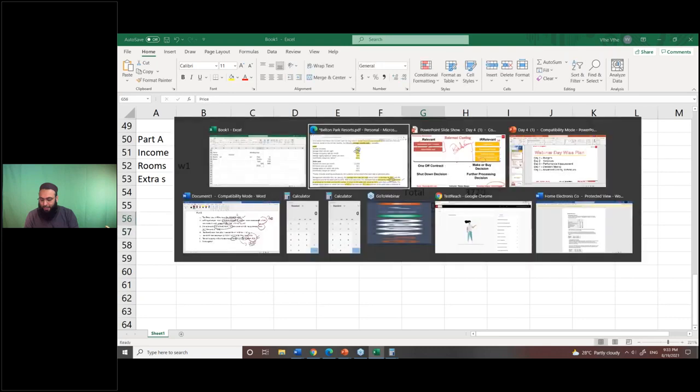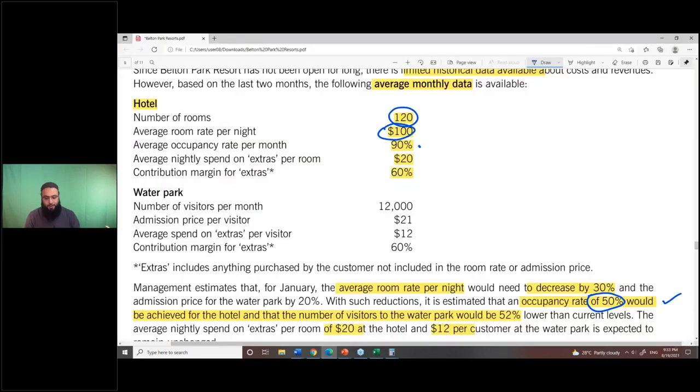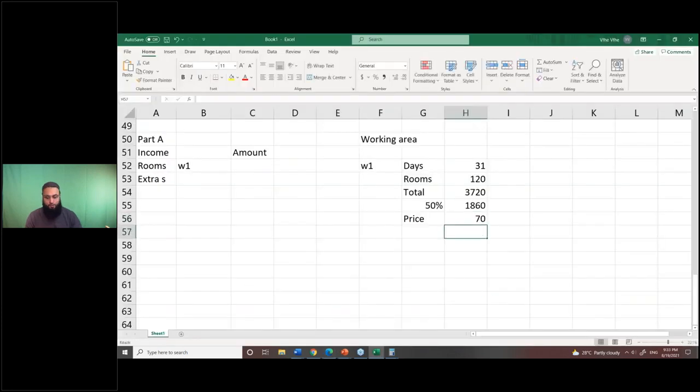So the price, I think they have mentioned here that you will decrease the price by 30%, which means your current price is 100 and 30% reduction means you work out the 70%, and that 70 is the price. Price of the room is 70. So this is 70, right? Done. Okay.